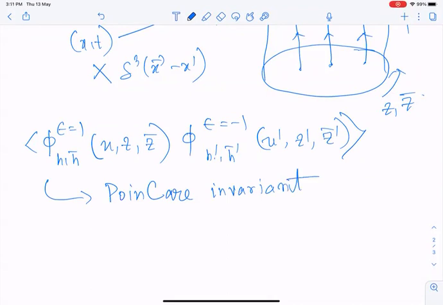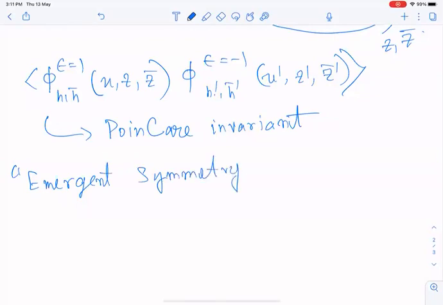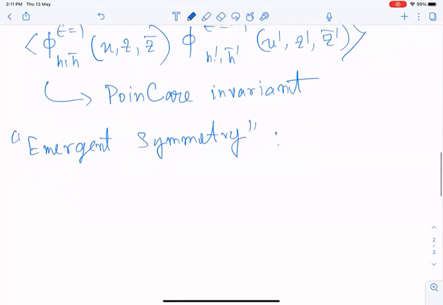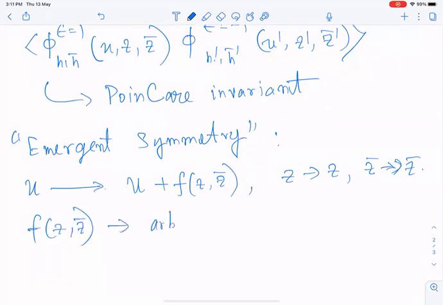But then you can see that you have some sort of an emergent symmetry on Scri plus, and that symmetry has a form where you can shift u going to u plus some function of z bar, and z bar remains unchanged. This is an arbitrary function on the plane.